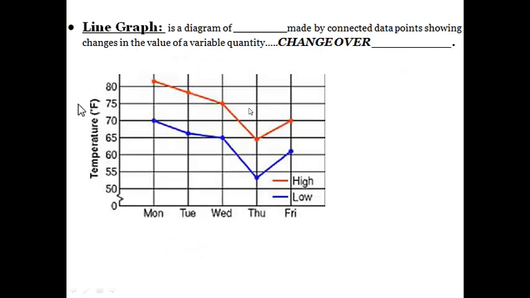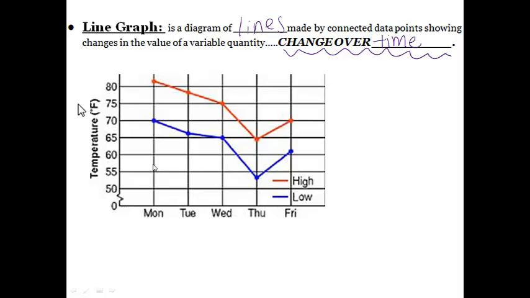Line graphs. A line graph is a diagram made by connected data points showing the changes in value of a variable quantity. That's confusing. Basically, it's just showing you change over time. Just what happens as time goes on.